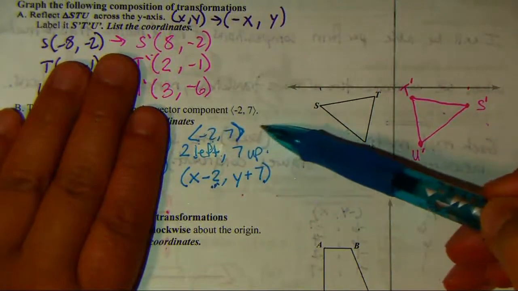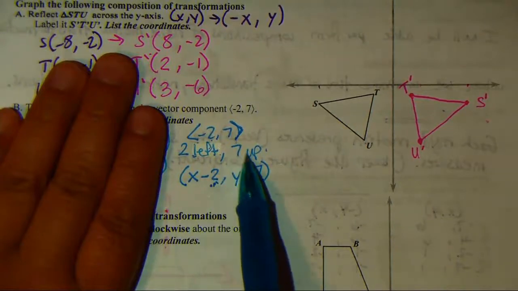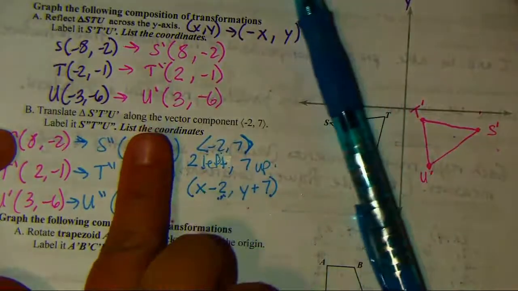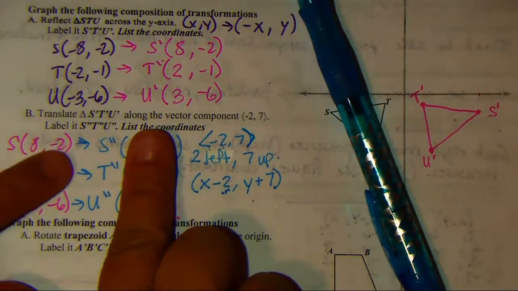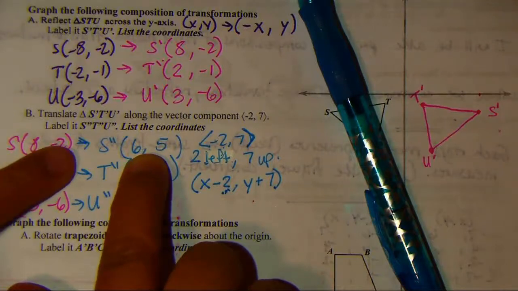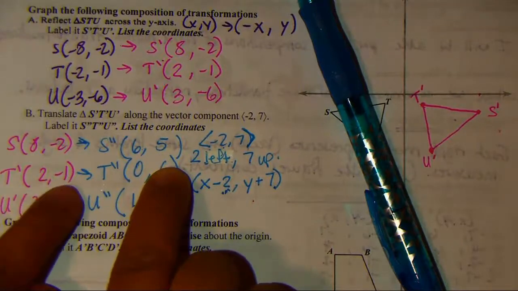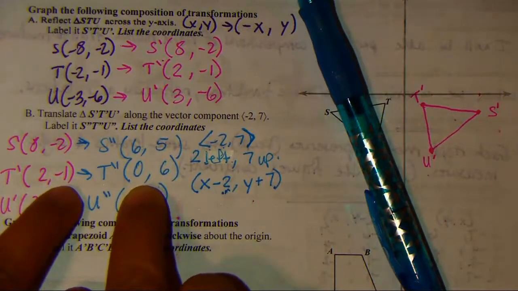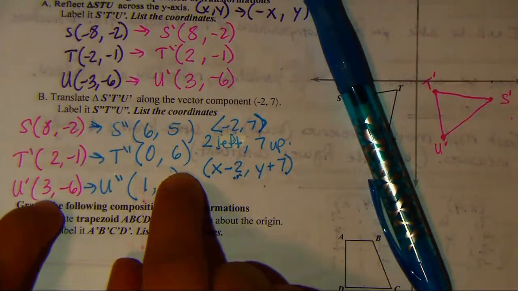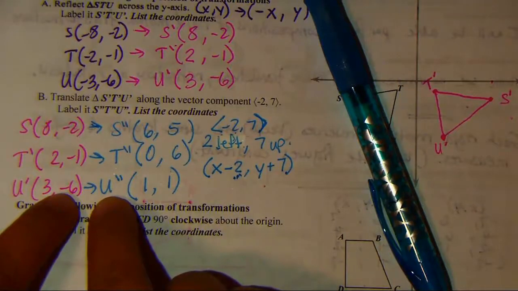Okay, this is the same thing. Remember, our vector component is the same thing as saying the rule of x minus 2 and y plus 7, right? Which means we can take each one of our points here and subtract 2 from x and add 7 to the y. So 8 minus 2 is 6, -2 plus 7 is 5, and that would give us our s double prime. 2 minus 2 is 0, and -1 plus 7 is 6. So that would give us our t double prime. 3 minus 2 is 1, and -6 plus 7 is also 1. So that would give us our u double prime, okay?